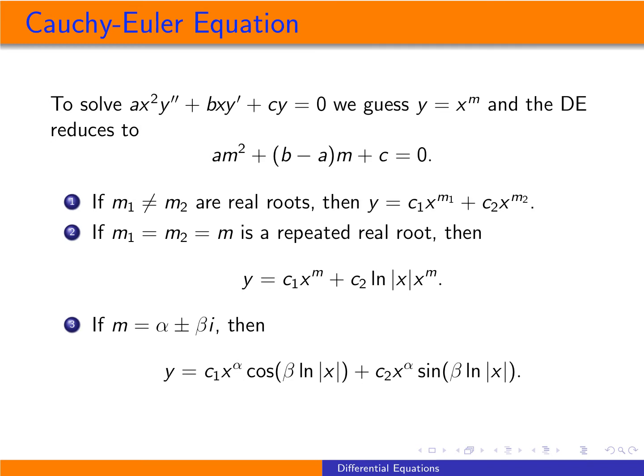In order to solve a Cauchy Euler homogeneous differential equation, we make a guess. That is y equals x to the m. We substitute that into the differential equation, and it reduces it down to this auxiliary equation. And it's worth emphasizing that we need to be careful with that middle term having the coefficient b minus a.